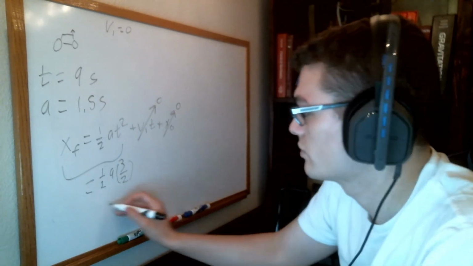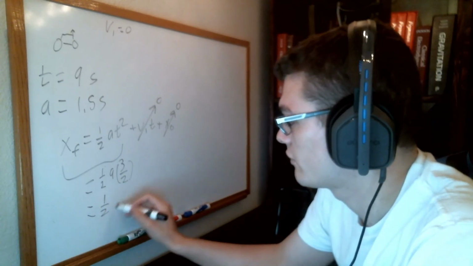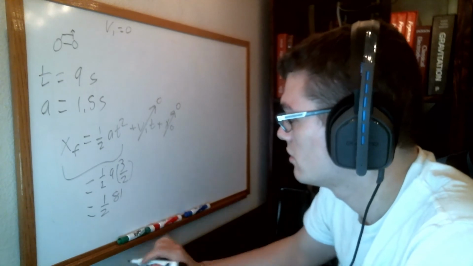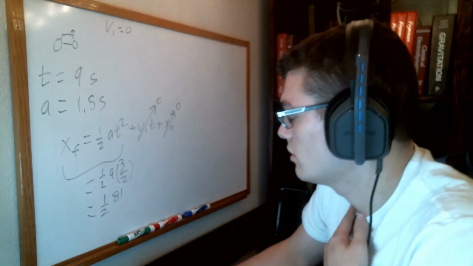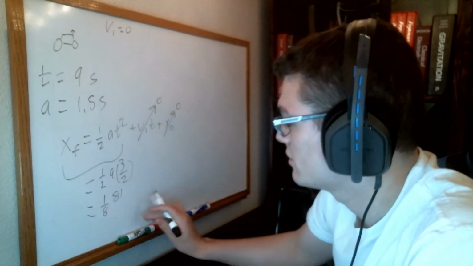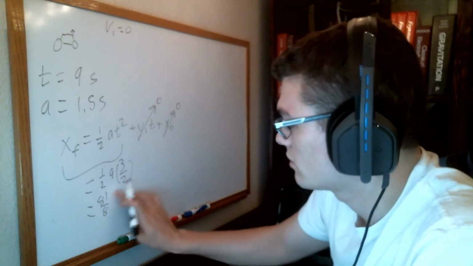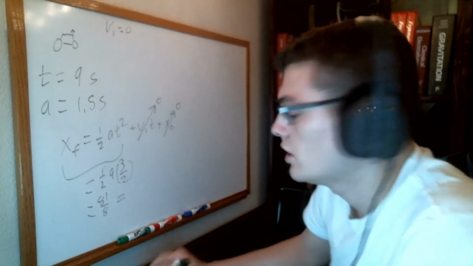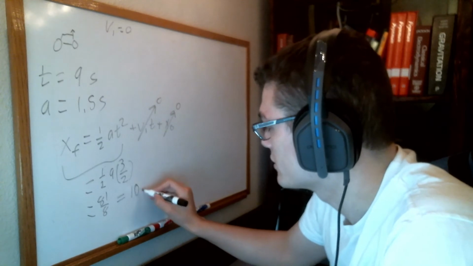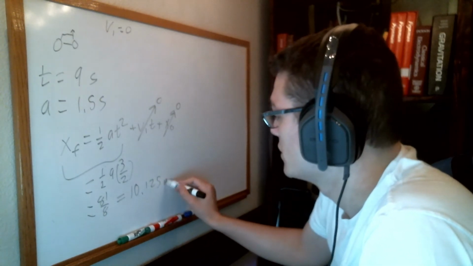Yes, 9/4. So then this is equal to 1/2 times 9 times 9 is 81, all over 4. So this is going to be 81/8. This is going to be a little bit more than 10. So this is going to be 10.125 meters.